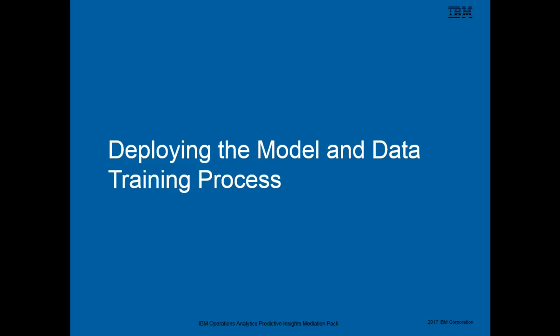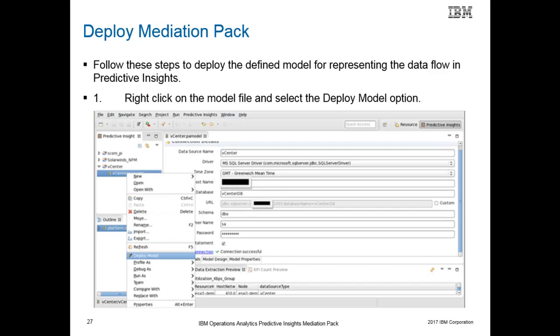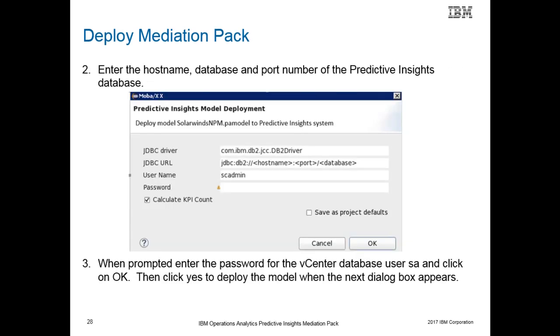In this section we will discuss how to deploy the data model and start the data training process. To deploy the mediation pack, first, right-click on the model file and select the Deploy Model option as shown on the slide. For the next step, enter the host name, database, and port number of the vCenter database. You will be prompted for the vCenter database user and password. After you enter the user and password, click Yes to deploy the model.